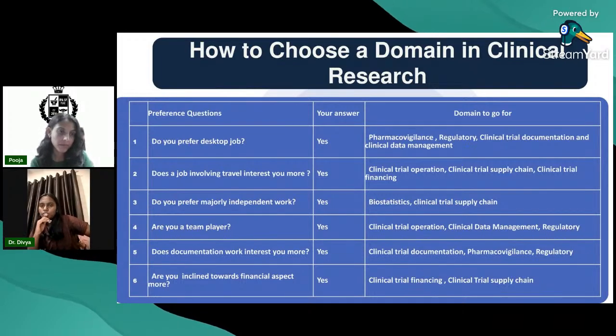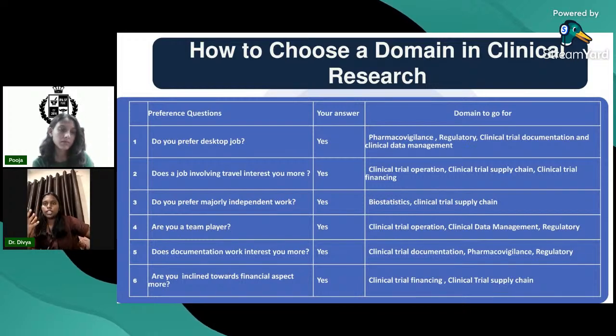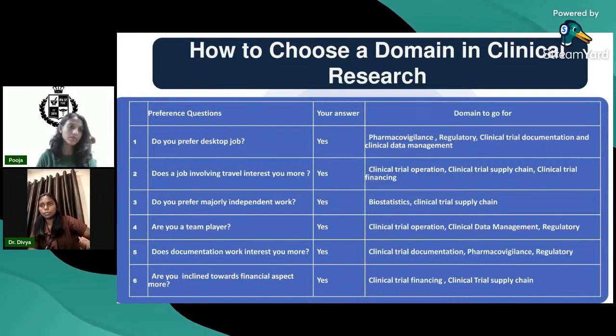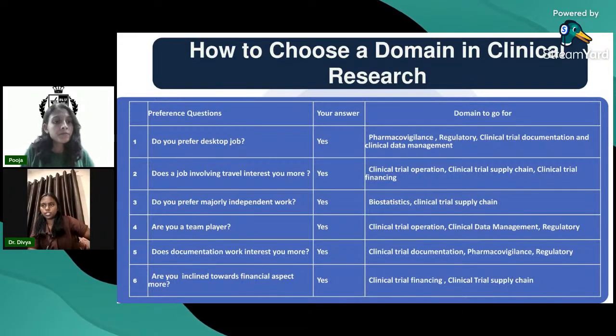The next question is, does documentation work interest you more? If you are very organized, you like documenting things, you're good at documenting, then you can be a good fit for clinical trial documentation, pharmacovigilance, and regulatory. So please tick in these three boxes.